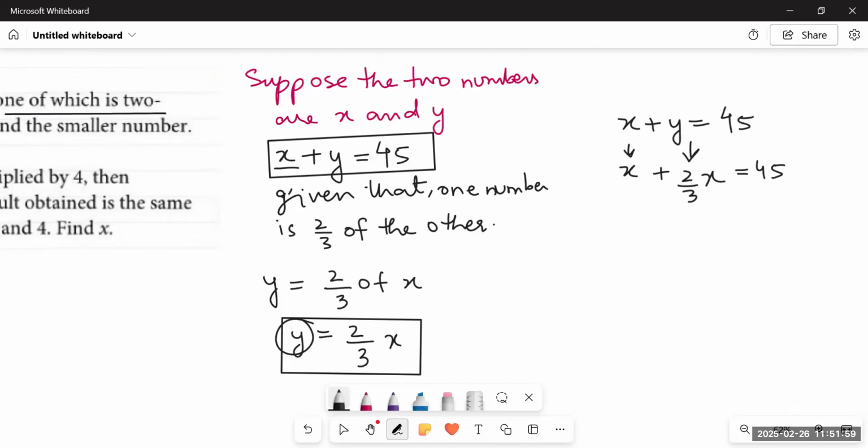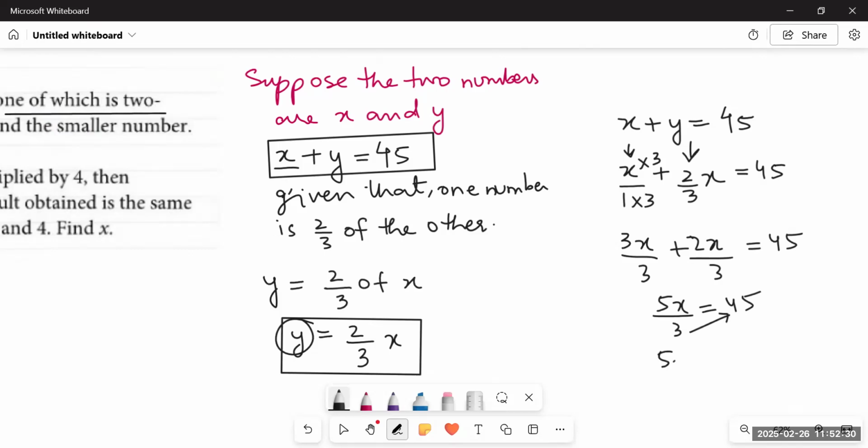After solving this equation, I'll come up with the value of x. After finding the value of x, I'll find the value of y, and then we will figure out which of the numbers is smaller, as required in the question. Since there is a fraction involved, we will put a 1 under x and make the denominators the same, as we used to do while solving linear equations. It becomes 3x upon 3 plus 2x upon 3 is equal to 45. After that, it would be 5x upon 3 is equal to 45. Then I'll multiply 45 by 3. It becomes 5x is equal to 45 multiplied by 3, which is 135.